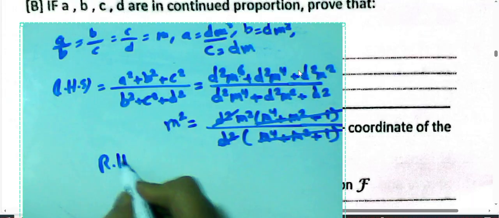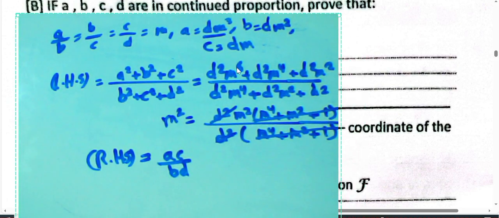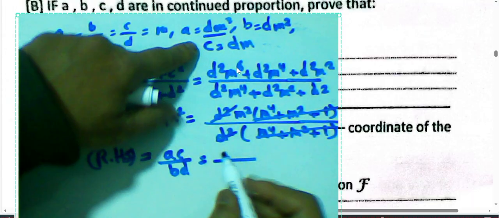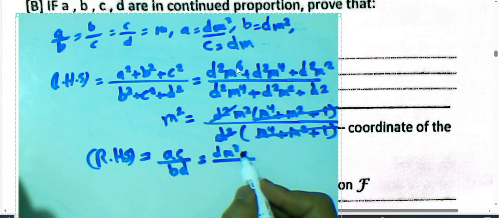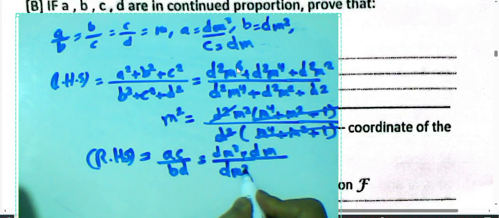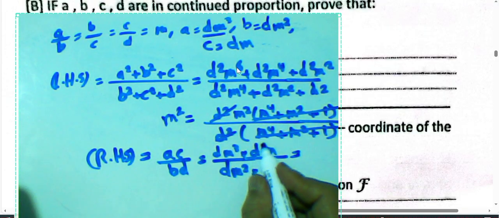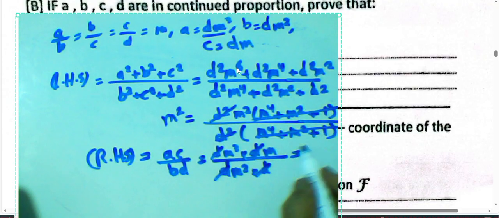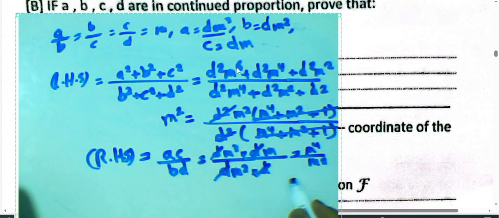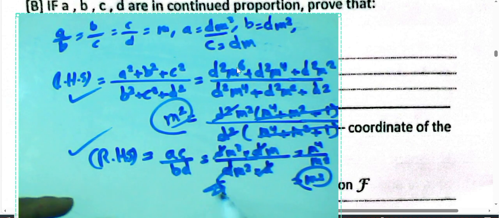Now I will solve the right hand side. The right hand side is the expression C over B product by D. Simplify here. Write the value of A equal to D M power 3, product by C equal to D product by M over B, D M power 2, product by D. Then D cancels by D, M power 3 times M power 4 divided by M power 2. The result will be M power 2. Then they are equivalent. Left hand side equals right hand side. Then we prove that.